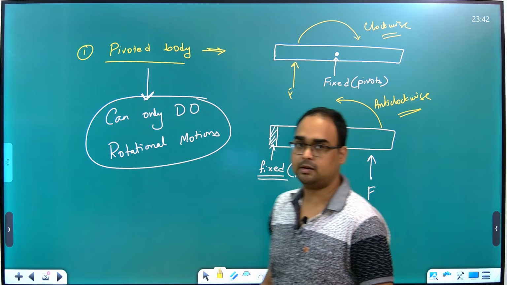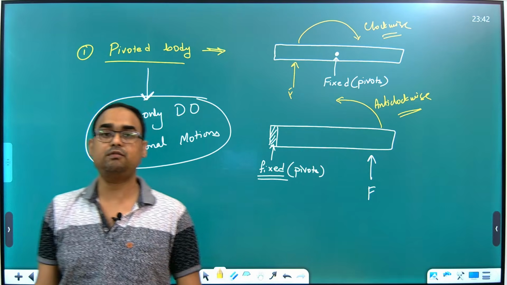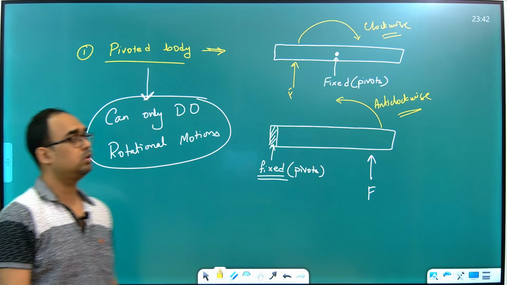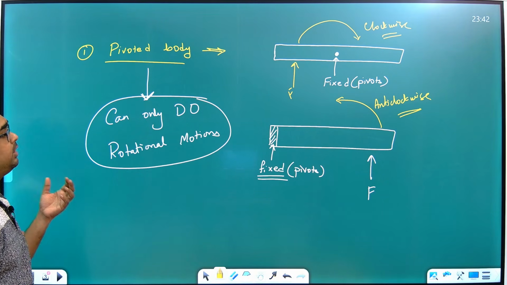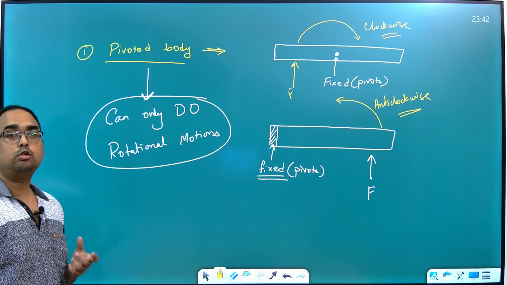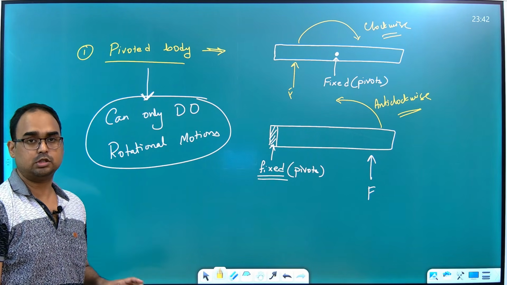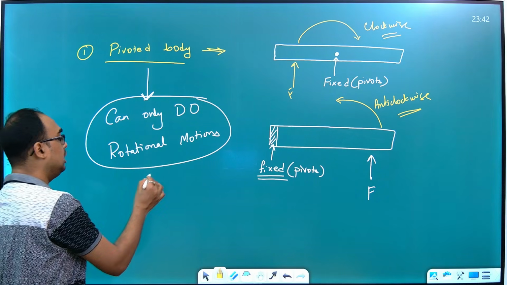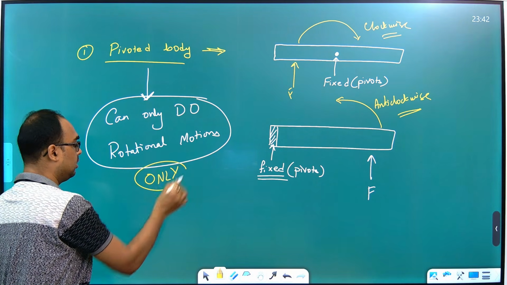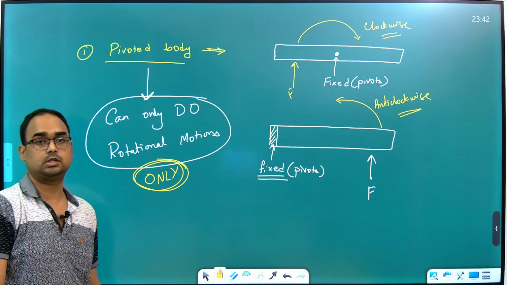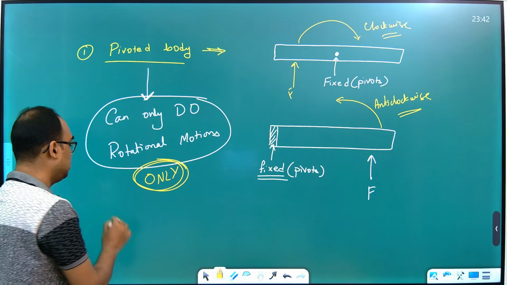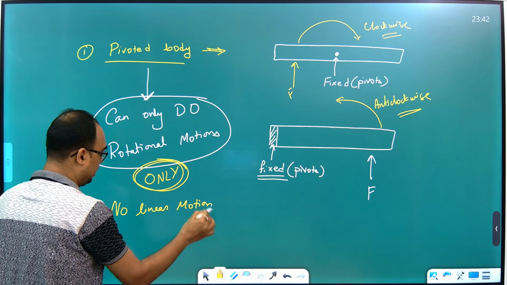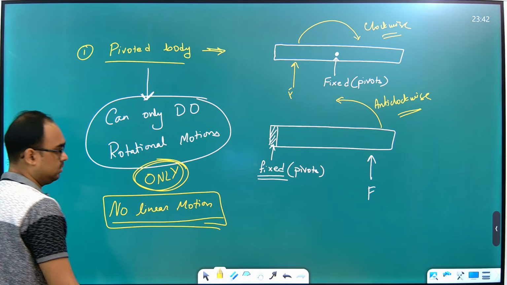Clockwise and anti-clockwise manner. So these are all types of rotational motions: anti-clockwise rotational motion and clockwise rotational motion. So let's revise the topic once. If the body is pivoted, it cannot do linear motions. The only thing it can do is rotational motions. It cannot do any linear motion because it is fixed at a point.